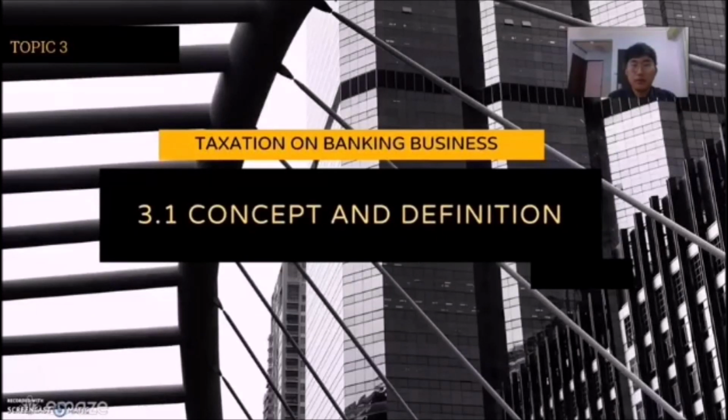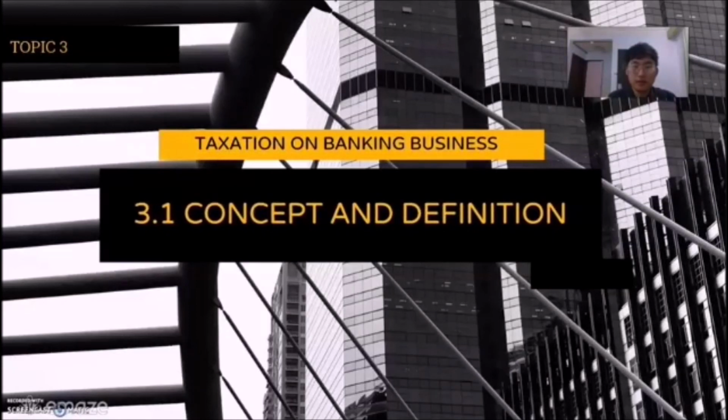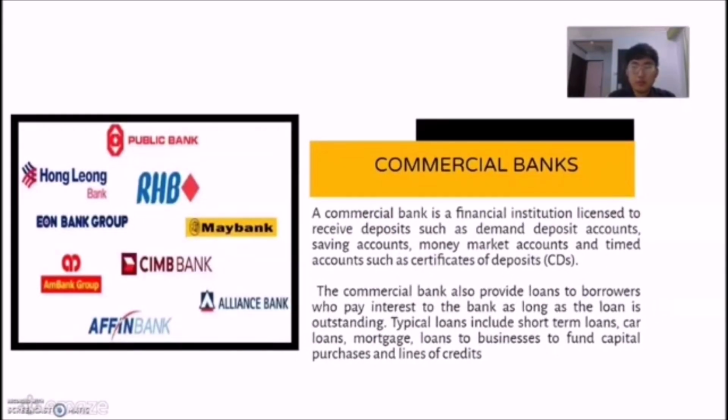For the type of bank, we divide into 4 different banks. They are commercial banks, investment banks, branch banks, and offshore banks. The first one is the commercial banks. Commercial banks are financial institutions which accept deposits from the public or give loans for investment. The vocation of commercial banks is that they are licensed to receive deposits such as determined deposit accounts, savings accounts, money market accounts, and timed accounts.